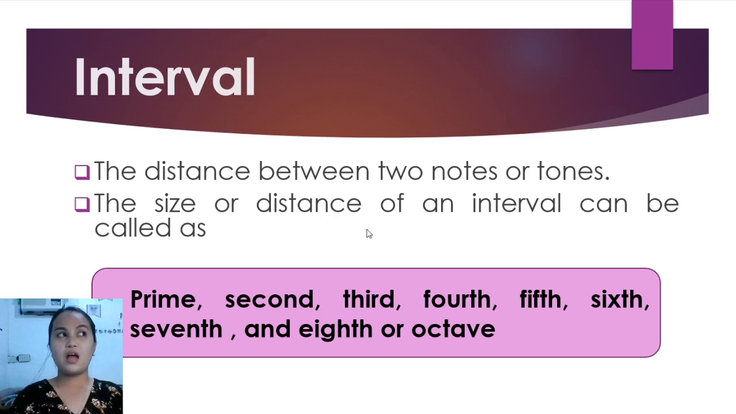So, in mathematics, we have counting numbers. I will give you an example by twos. 2, 4, 6, 8, 10, 12, 14, 16, 18, 20. So what is the interval of those numbers? Right, 2. They have an interval of 2.